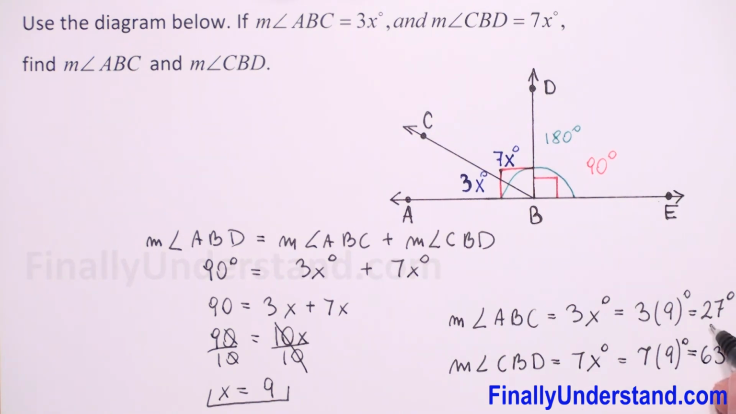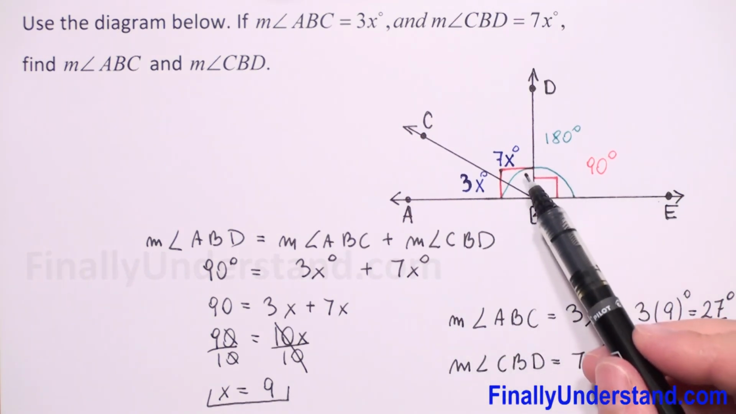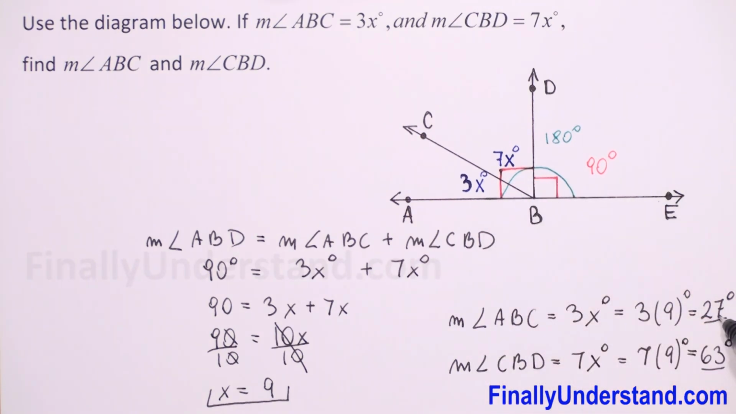This was one method. Or, if you have the measure of angle ABC, you can subtract 27 degrees from 90 degrees and you will get the same answer. This is my solution.